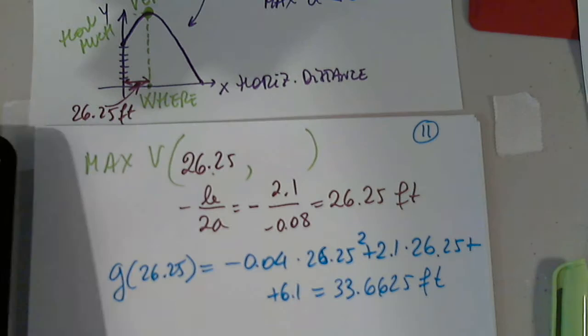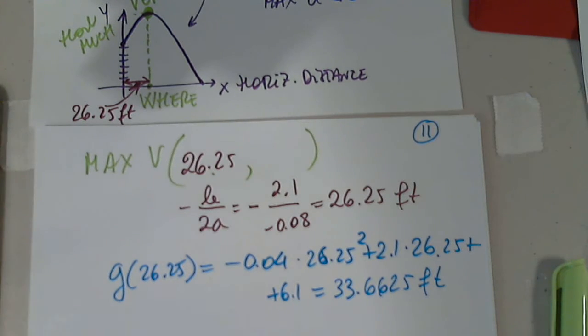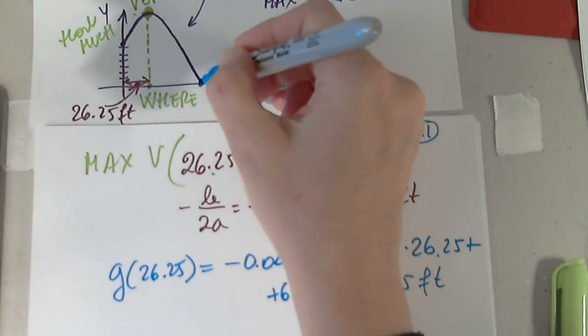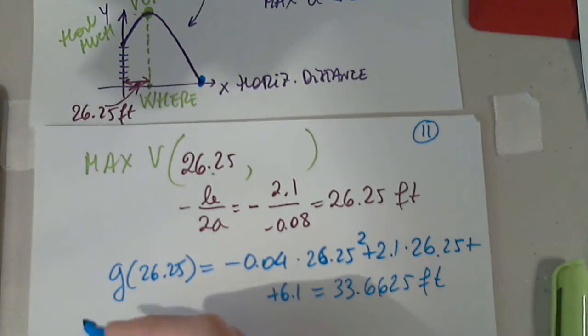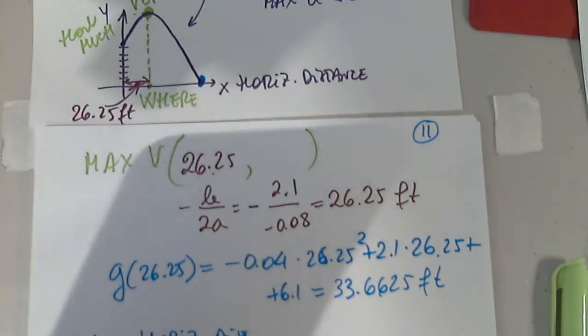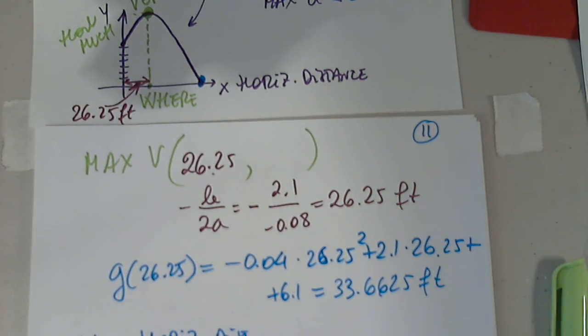Good. Next question. What is the shot's maximum horizontal distance when it hits the ground, basically? So this is the maximum horizontal distance. Max horizontal distance. How do I find that? And what does this represent? What does that point represent for our function?